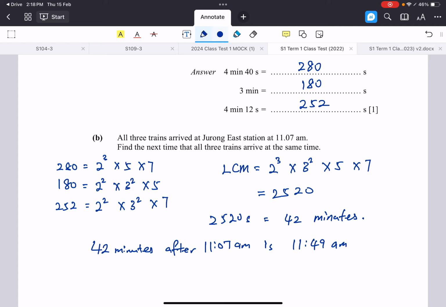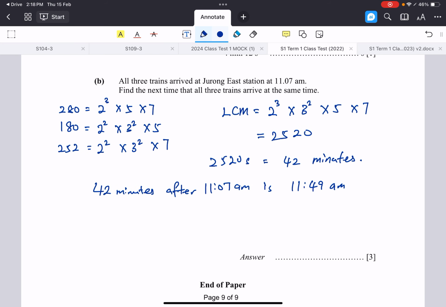That's your solution. Right? Is that the last question of this paper? Yes, it is. So I hope you have been successful, and all the best for your upcoming test.